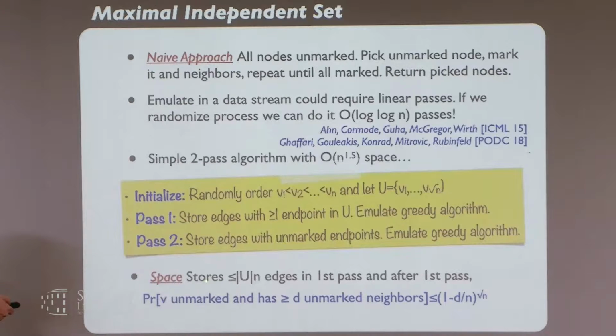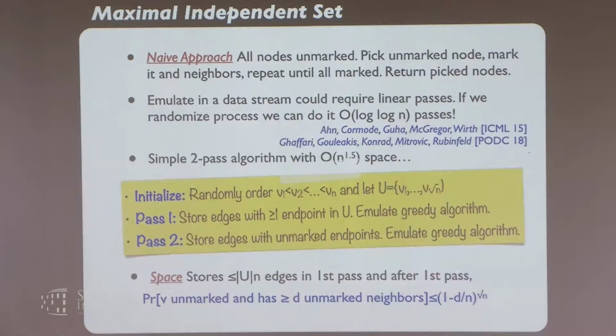The only thing really to analyze here is how much space this uses. Well, in the first pass, I stored all edges with at least one endpoint in U. How many nodes were there in U? There's root n. What were the degrees of those nodes? They could be at most n. So the number of edges I'm going to have to store in that first pass is the size of U times at most n. Maybe slightly less than n, but that's an upper bound. So this U was carefully chosen to be root n, so in the first pass, we're going to store n to the 1.5 edges.